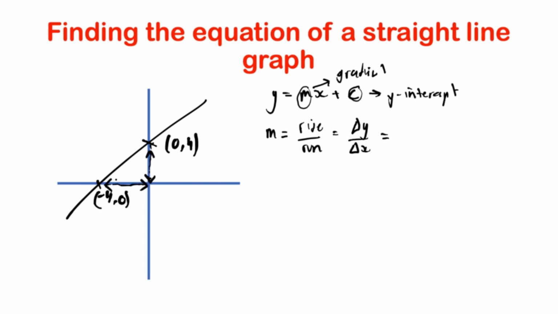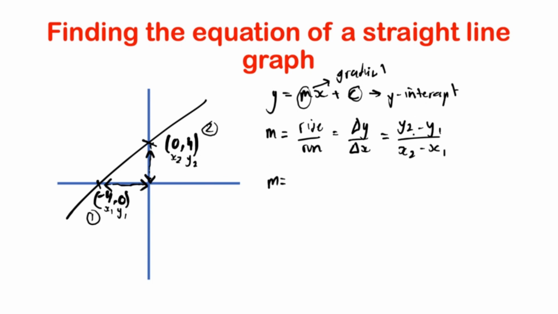To calculate this, I would start from the left. So I would name this coordinate number 1 and this coordinate number 2. And then you can use this formula: y2, the y value of the second coordinate, minus y1, which is the y value of the first coordinate, over x2 minus x1. x2 is the x value of the second coordinate and x1 is the x value of the first coordinate. Using this formula, you can calculate the gradient easily.